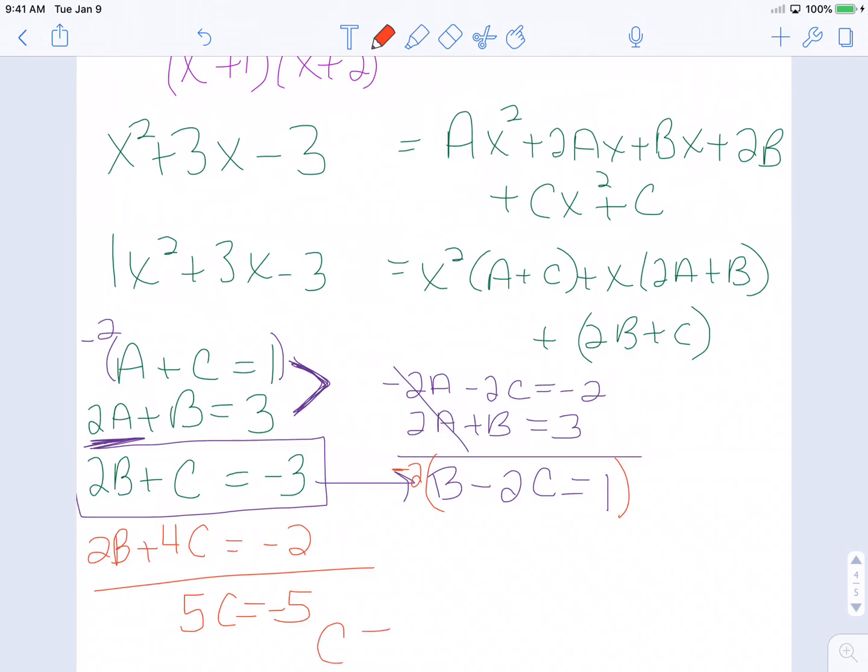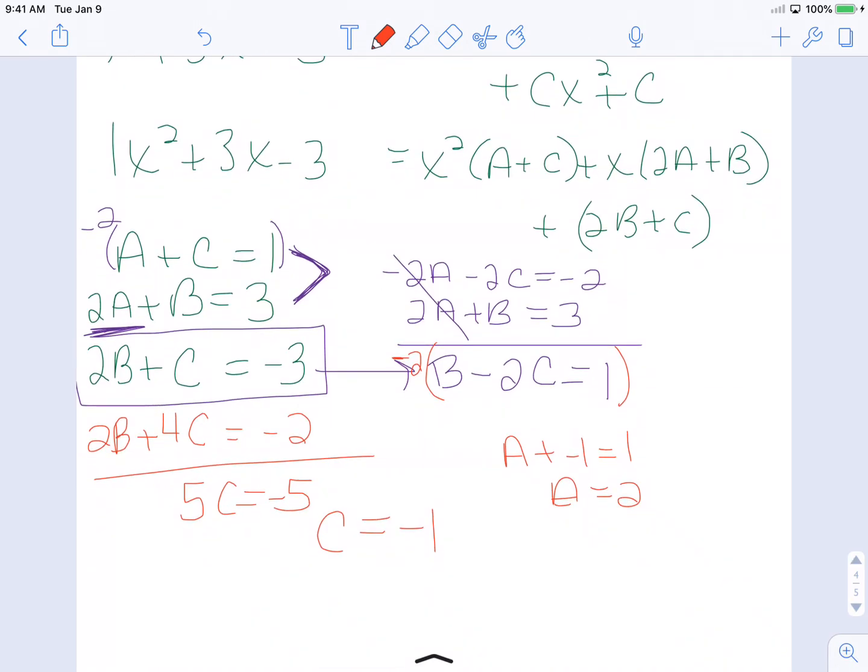And now I know c is negative 1. So once you know c is negative 1, I can go back into the first equation. A is 2. And then now that I know a is 2, into the second equation, I can find b to be negative 1.